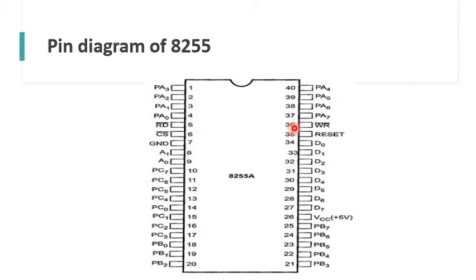Then coming to the pin number 36, this pin number 36 is a write pin. This is also an active low pin used by the microprocessor to tell 8255 that it wants to write data to any one of its ports.